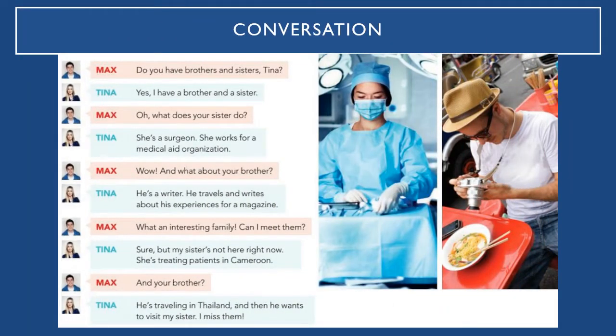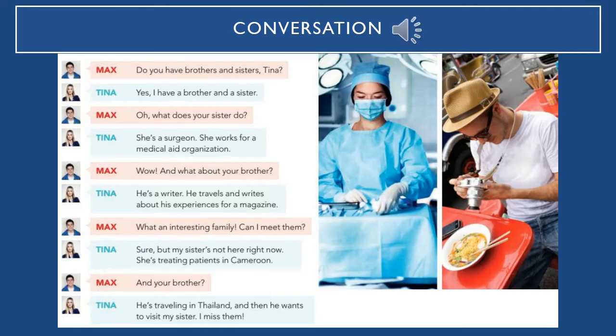Okay guys, this is the first conversation for Unit 5. This conversation is about 2 friends that are talking about their family members. Let's listen to the conversation. Page 31. Exercise 3. Conversation. He's traveling in Thailand. Part A. Listen and practice.